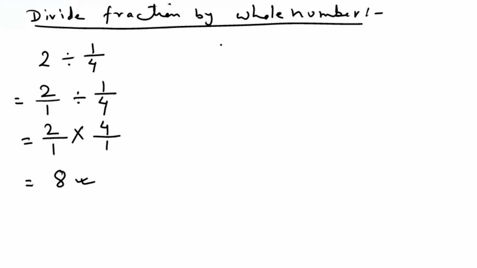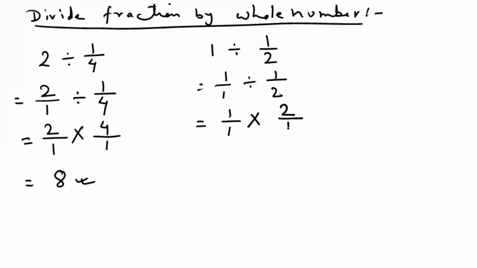Okay, take another one. 1 divided by half. So what do we have to do? We have to just put 1 down to make it a fraction. Then it says we have to keep the first fraction as it is and change the divide into multiply. Then we have to flip the second fraction. Then 1 times 2 will be 2, so our final answer will be 2.